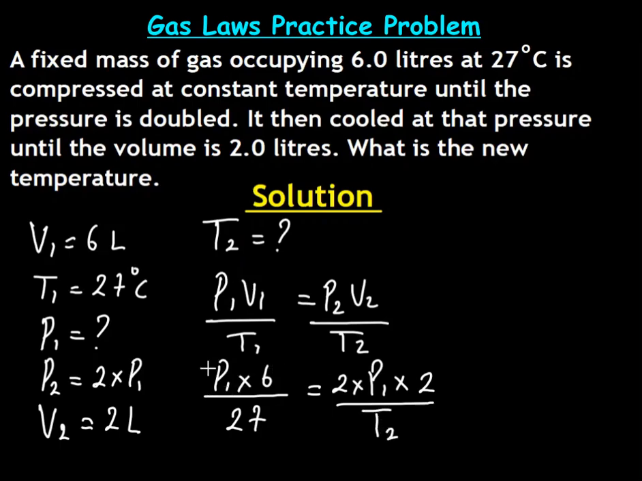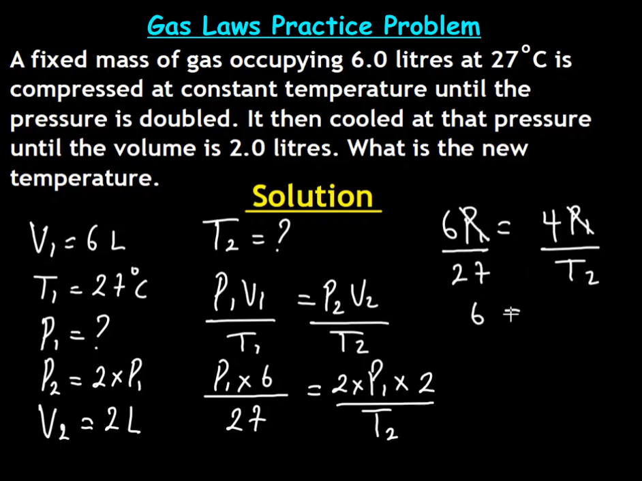At this junction, P1 times 6 is 6P1, equal to 2 times 2, which is 4, times P1 is 4P1, over 27, over T2. So P1 cancels out. What you have left is 6 over 27 is equal to 4 over T2. Then we cross multiply: 4 multiplied by 27, and 6 multiplied by T2. So 6T2 is equal to 27 times 4.